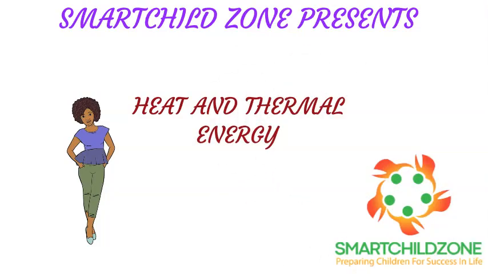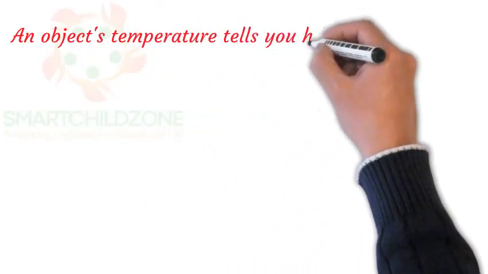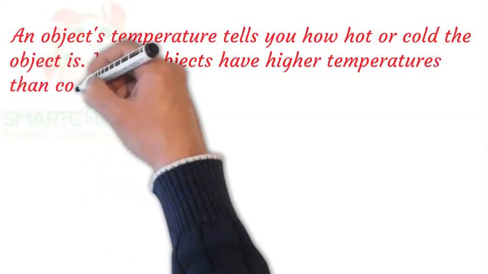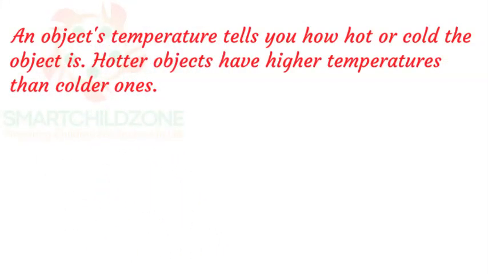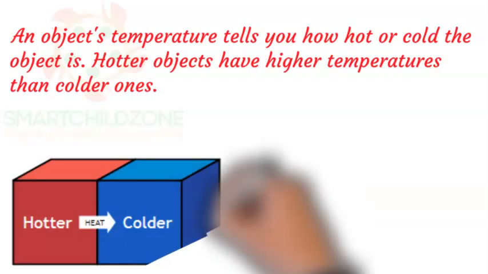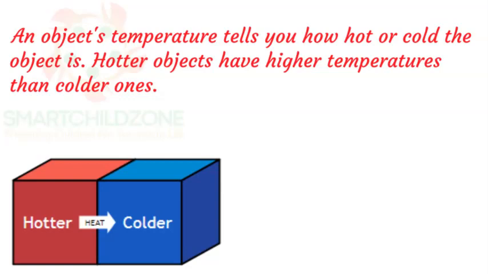Heat and Thermal Energy. An object's temperature tells you how hot or cold the object is. Hotter objects have higher temperatures than colder ones. Think about two objects that have different temperatures. If the objects are touching, heat will flow from the hotter object to the colder object.